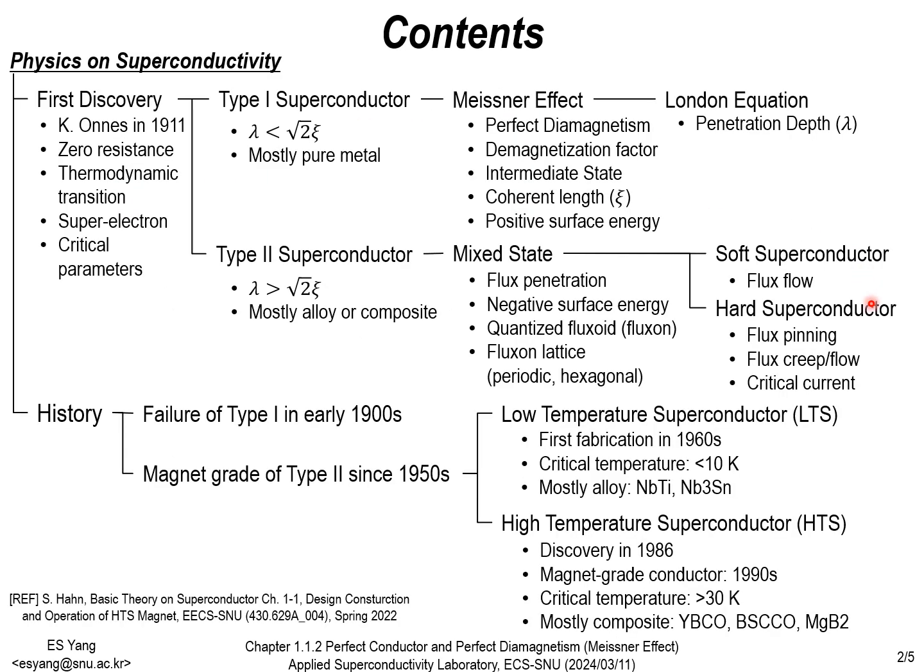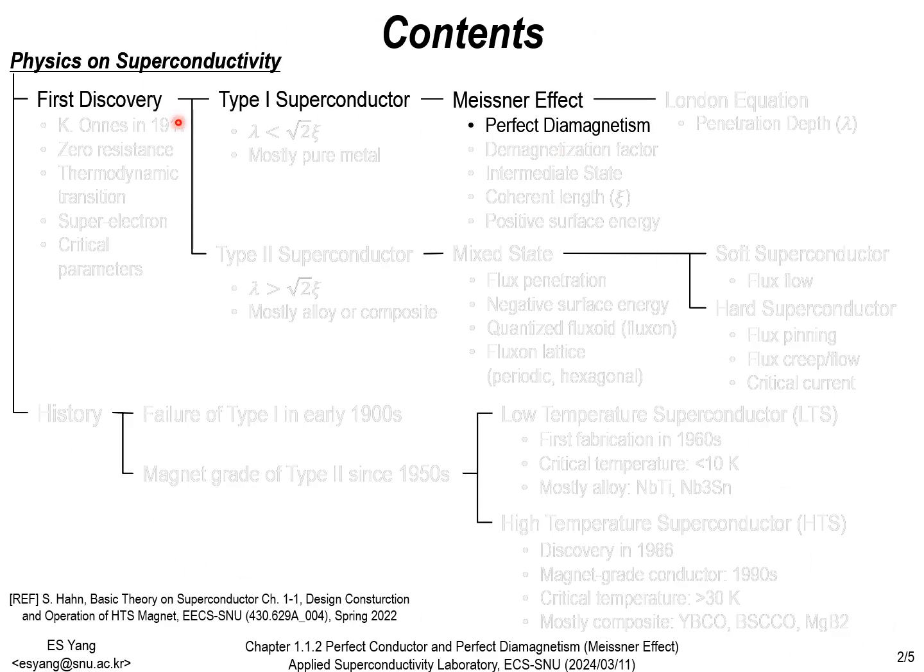When examining a summary table of superconducting properties, one can ascertain the overall characteristics of superconductivity. Through today's session, we will gain an understanding of one of the properties of superconductors, perfect diamagnetism, and the Meissner effect.